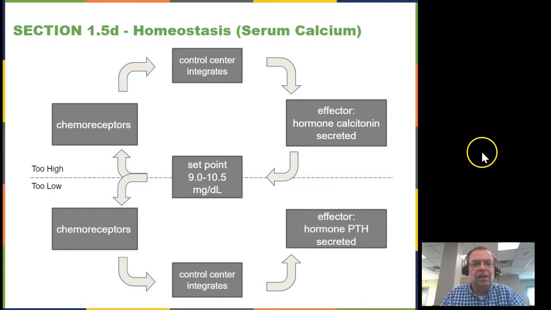What PTH, or parathyroid hormone, does is travel through the bloodstream to the bones and tell the bone cells, hey, break down bone and release calcium into the bloodstream. And when you break down bone, yes, it weakens the bones, but it raises the level of calcium in the bloodstream back, hopefully, to 9.0 to 10.5 milligrams per deciliter.